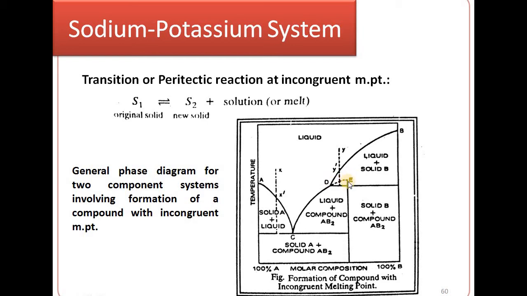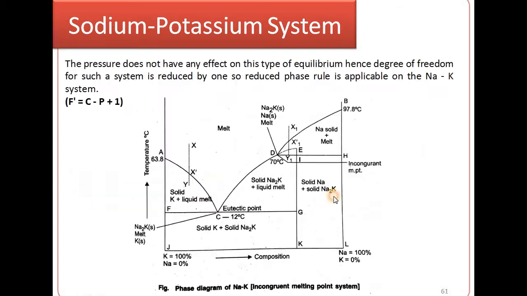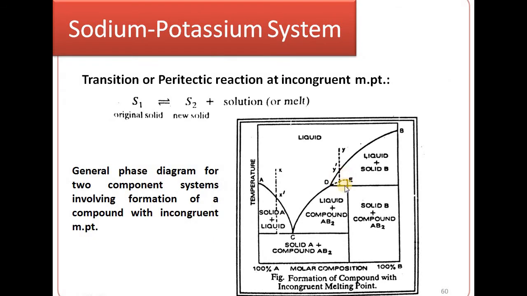Now what is this point E representing? This point E is the hypothetical congruent melting point. Hypothetical congruent melting point means this would be the melting point of this compound if it did not show the incongruent behavior before the melting point. That means if it is not decomposing before the melting point, then we can extend this line up to point E. So this is the hypothetical congruent melting point of compound AB2.